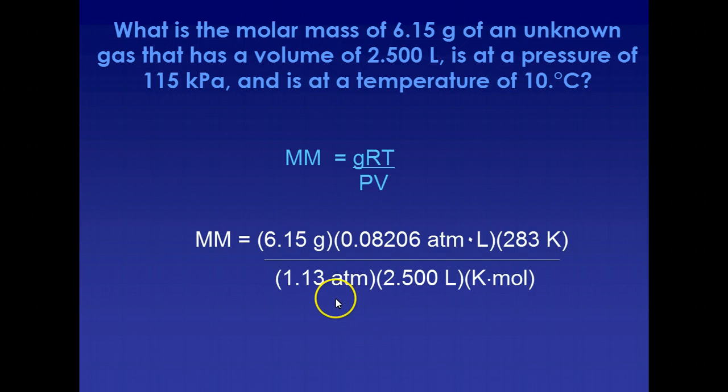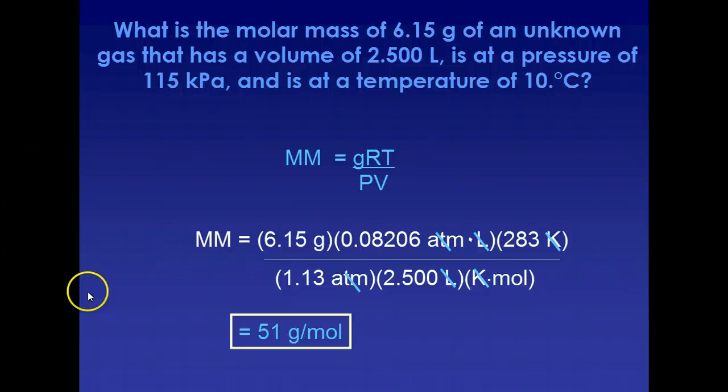We need to convert the 115 kPa to atmospheres, so we get 1.13 atmospheres, and we get to keep the volume units. The atmosphere units cancel out, the liter units cancel out, the Kelvin units cancel out, leaving me with grams per mole, which is the unit you would expect for molar mass. Multiply across and divide, and we get 51 grams per mole. If you need to pause this, I would do so now.